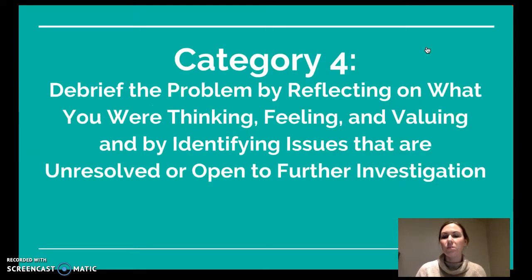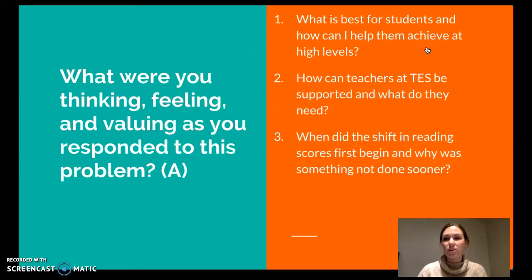Okay, so debrief the problem by reflecting on what you were thinking and feeling. What I was thinking and feeling while I responded to this problem is, first of all, what is best for the students and how can I help them achieve at high levels? That should always be the basis of change and improvement, is students first. Second is, how can the teachers at my school be supported and what do they need?